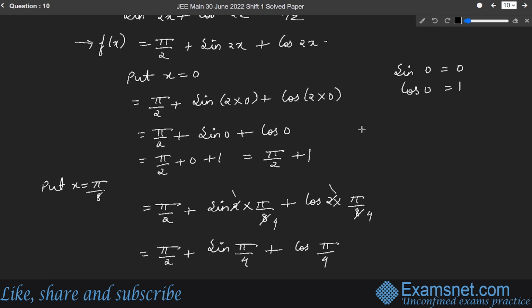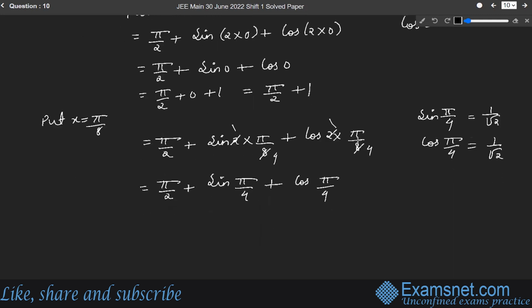Again we have to use the values from the trigonometric table. The values are sine pi by 4 and cos pi by 4. We know that sine pi by 4 is equal to 1 by root 2, and cos pi by 4 is also equal to 1 by root 2. So let us substitute these values. It will be pi by 2 plus sine pi by 4, which is 1 by root 2, plus cos pi by 4, which is also 1 by root 2. So it equals pi by 2 plus 1 by root 2 plus 1 by root 2, which is 2 by root 2.